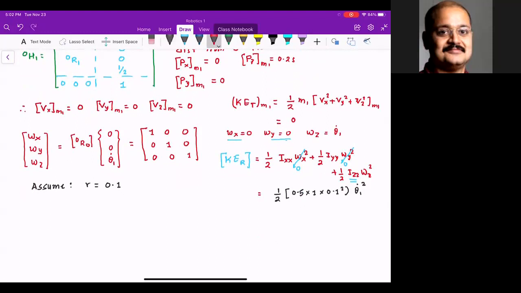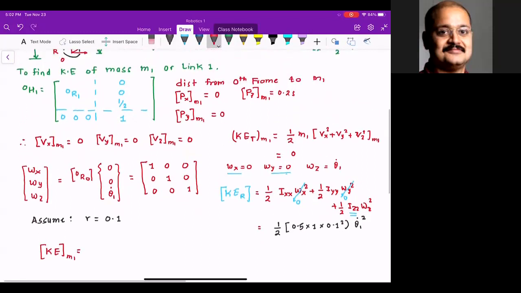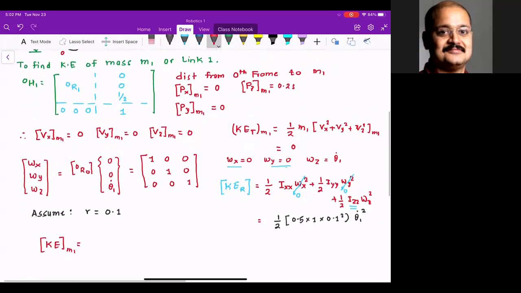Doesn't matter. Anyway, the kinetic energy for mass M1, I'm going to write this equation down. We already have everything. First, translation is 0. Rotation, can you tell me the number here? 1/2, 0.5, 0.1 squared. What is the answer that you get? Theta 1 dot squared by 400.